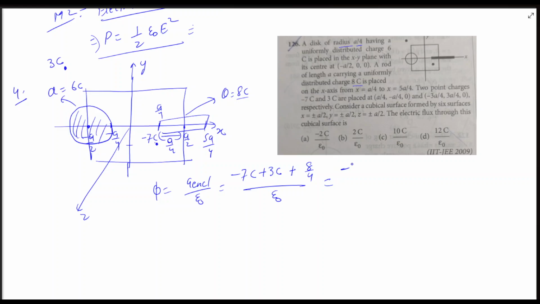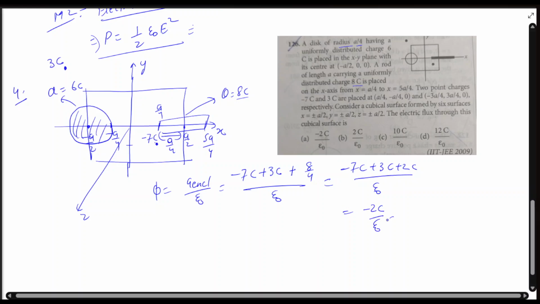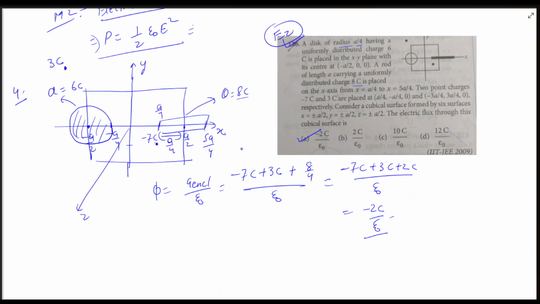Simple. So we'll get minus 7 coulomb plus 3 coulomb plus 2 coulomb divided by epsilon naught. It will be 5 minus 7, so minus 2 coulomb by epsilon. So this will be our flux, right? So it is option A. It's again an easy question.